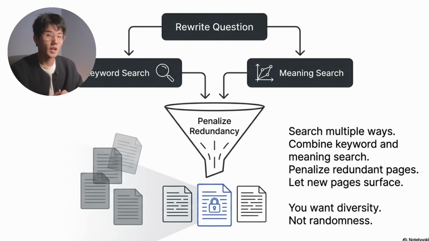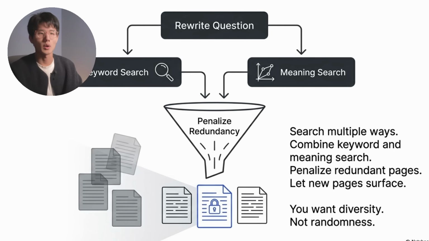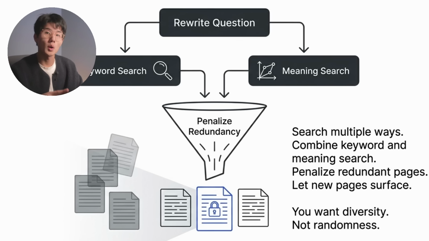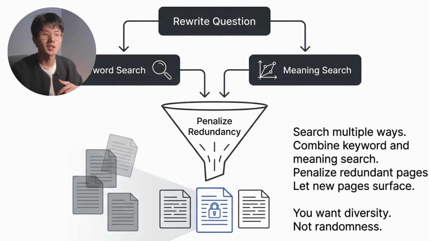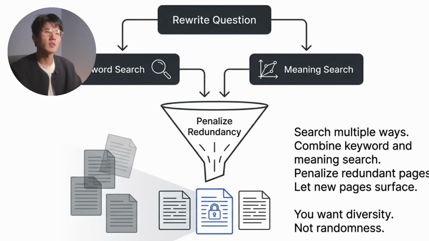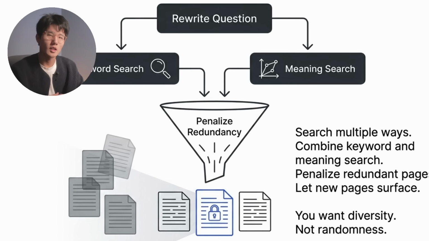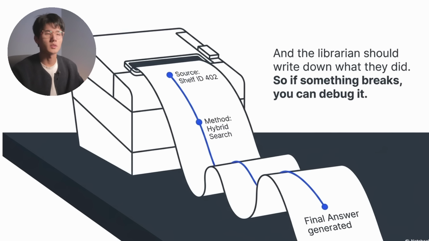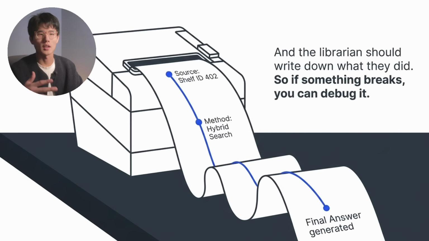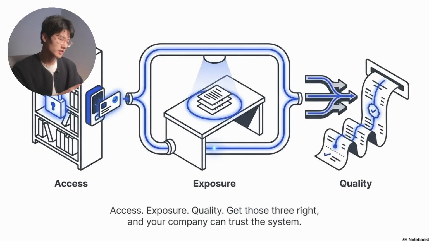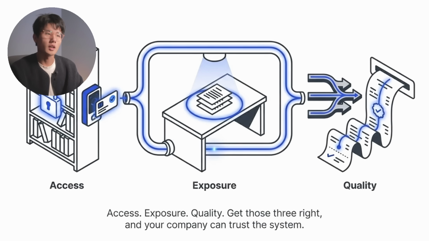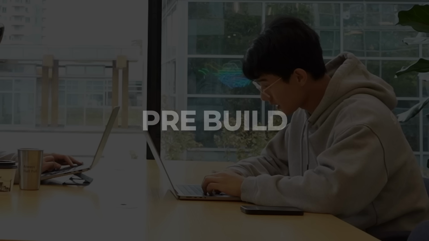In this case, you gotta have your librarian search multiple ways, right? You gotta rewrite the question in different words and search again. Use both keyword search and meaning search and combine results. What you want eventually is diversity, not randomness though. So the librarian should try different approaches, but always write down what they did and why. Log them so you can debug if something goes wrong. So access, exposure, quality, that's the chain here. Get those three right and you will have something a real company can trust.